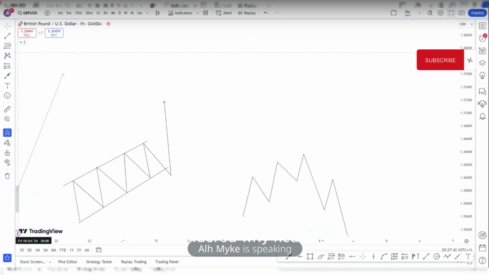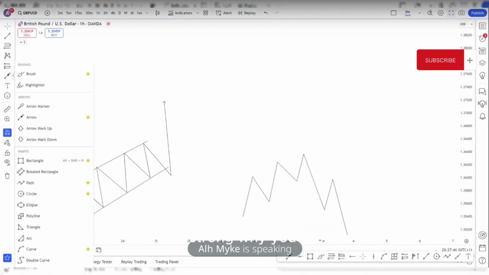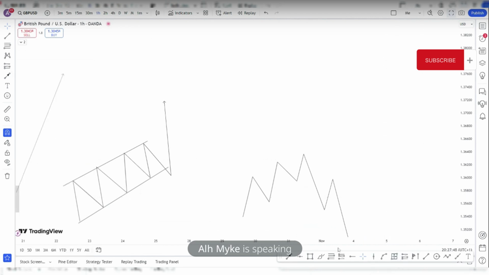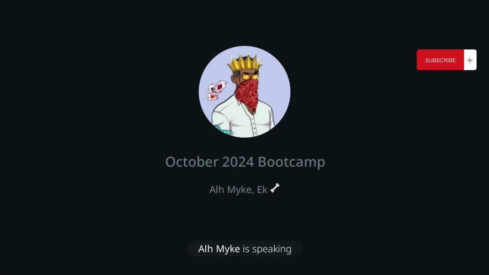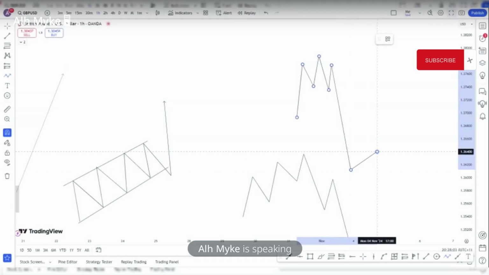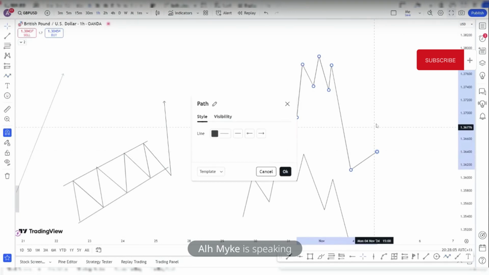Have you ever wondered why head and shoulders patterns are so strong? Most times, once you see a head and shoulders pattern, 80% of the time there is a major downfall.